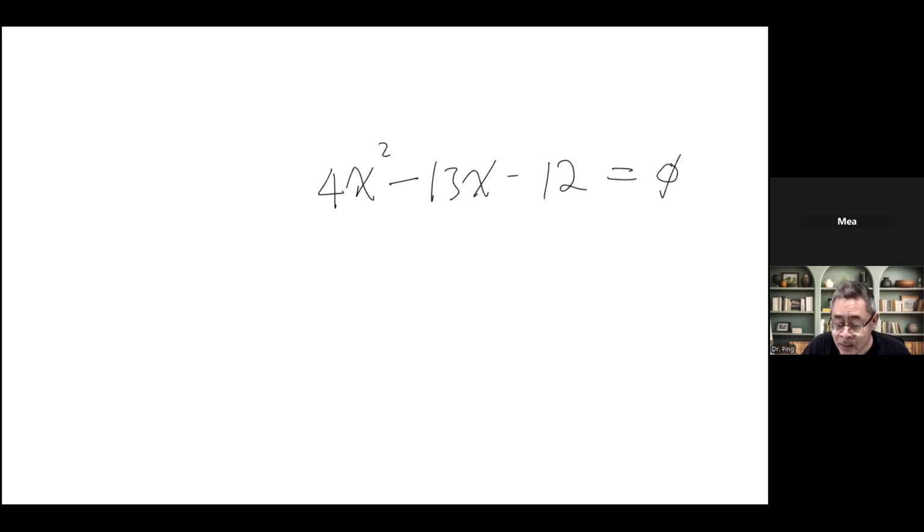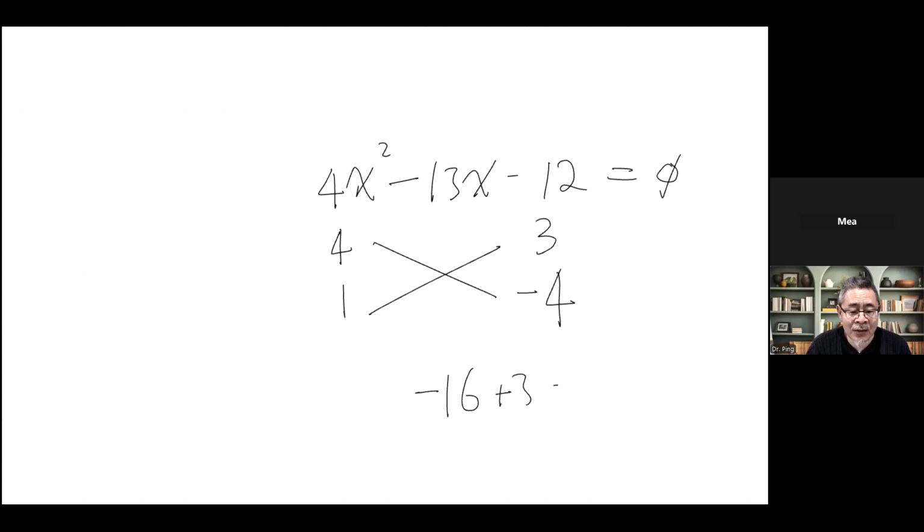Yep. You got one correct. Let's see. We make that into 4 and 1, and just show that if we keep trying. So this is what we got. 4 times -4, -16. 1 times 3 is 3, so it's -13. That's exactly what we got in the middle. So therefore, we write this as 4x plus 3 times x minus 4 equal to 0.